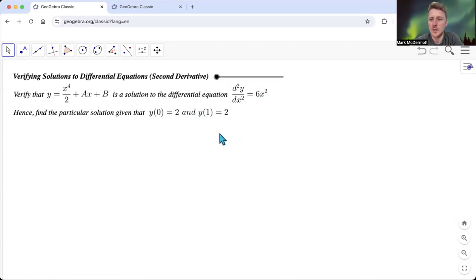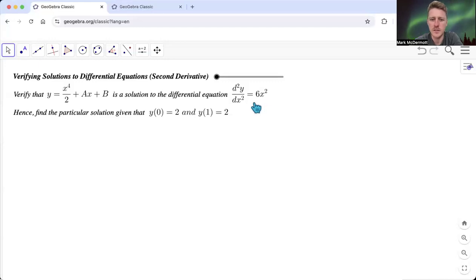It's very similar to what we did in the previous video, so go back and watch that if you haven't already. Basically, we just have to do the process twice now. There are actually two ways you could answer this problem. The first is to say that you've got the original function, y equals x to the 4 on 2 plus ax plus b. If we took the derivative of that, we would get some answer. Then we take the derivative again, and the answer should be 6x squared, because this just says that the second derivative of y with respect to x is 6x squared.